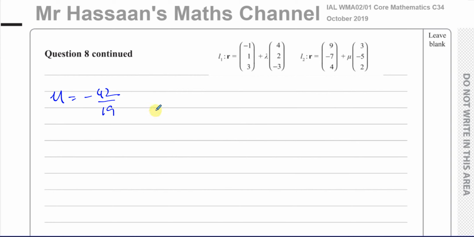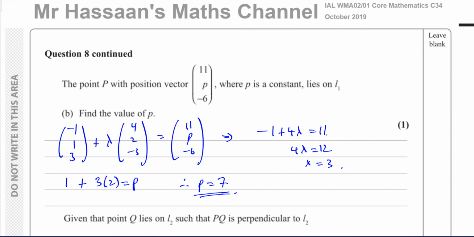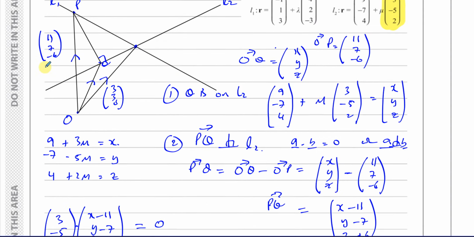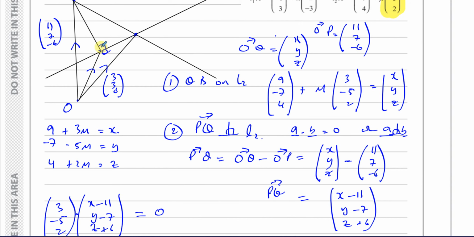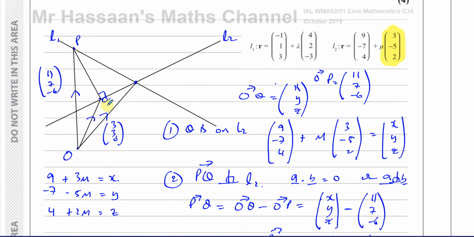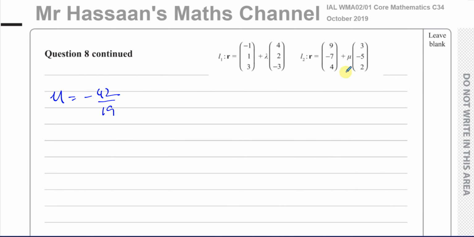So now we want to find the exact coordinates of that point Q, which is such that it lies on line 2 and PQ is perpendicular to line 1. So we now know how to get there from the origin. It's where in line 2 we have to replace the μ with minus 42 over 19.